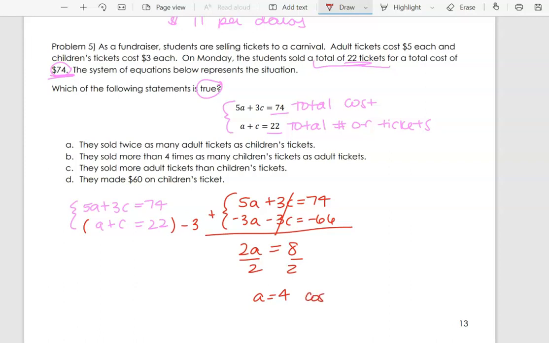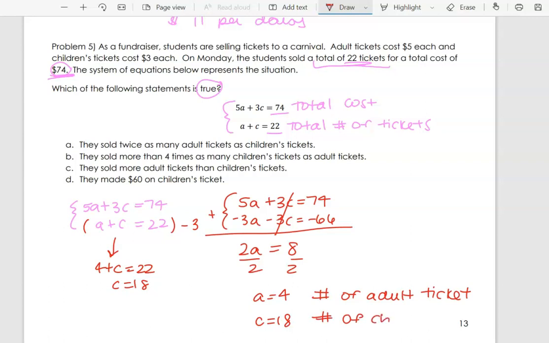And that's cost of an adult ticket. And then if I go right here, 4 plus c equals 22. C equals 18. Oh, not cost, maybe number. Yeah, number of child tickets. So then we can answer these questions.